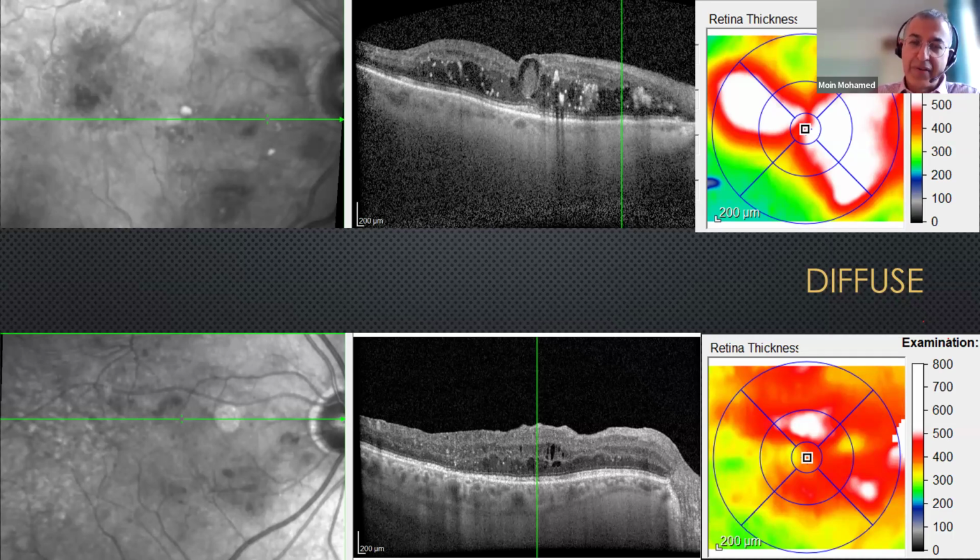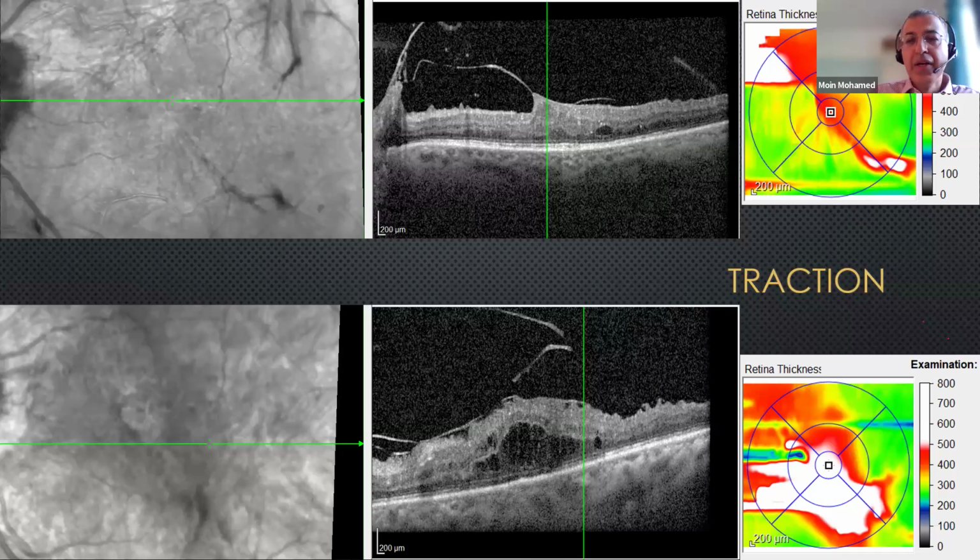ischemia. And those patients often have a mismatch. So it doesn't look particularly bad at the back of the eye, but the vision is disproportionately poor. So just going on with that continuum of diabetic eye changes, traction is the other thing.